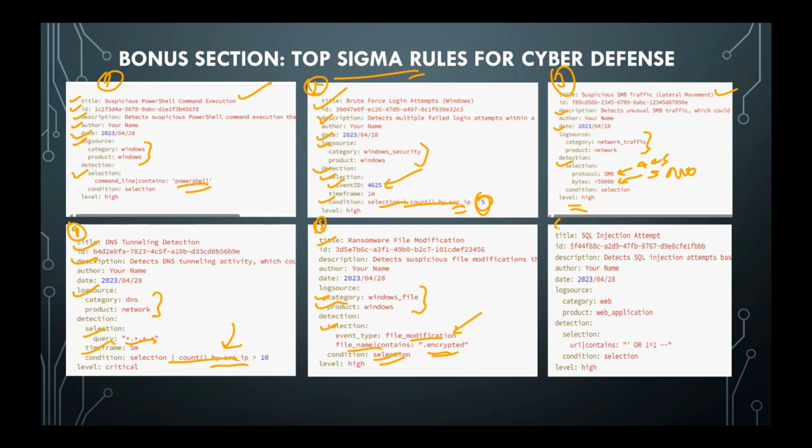And then number six, SQL injection attempt. This is going to be applied on the web application and web host, and then the selection is URI content, or a malicious payload used in SQL injection. If it matches in the log, it is going to trigger an alert. Cool, right? So I'm going to create a repository in my GitHub account, and then I will share these rules there.